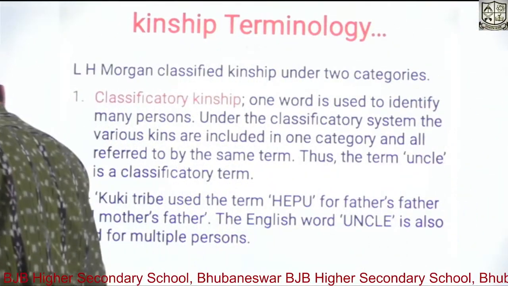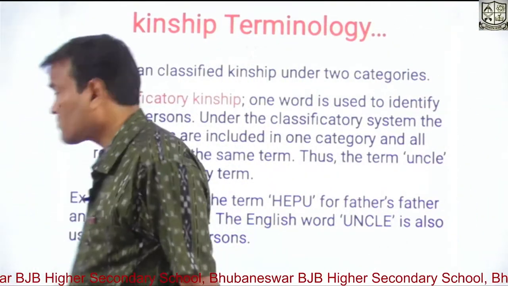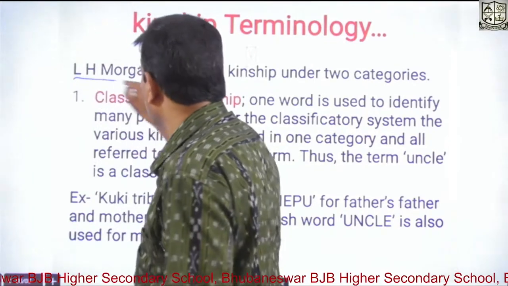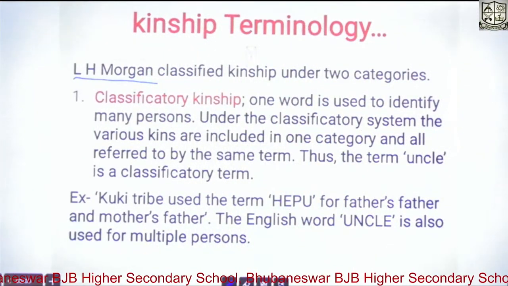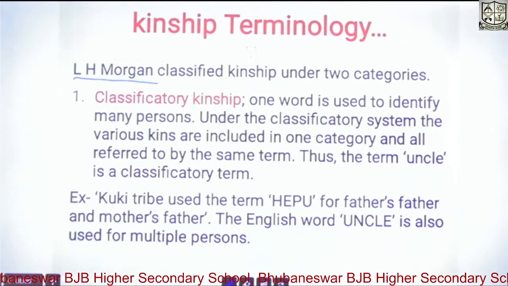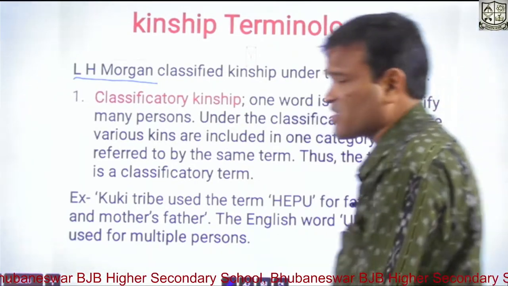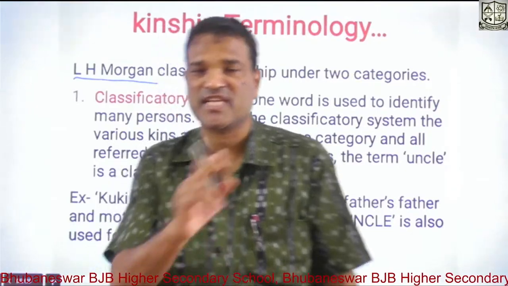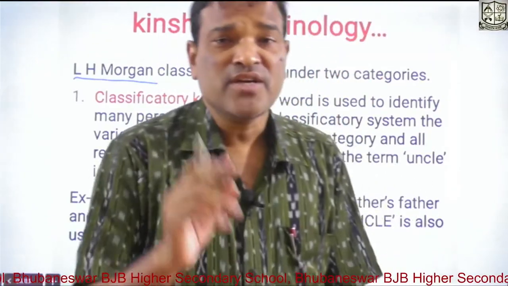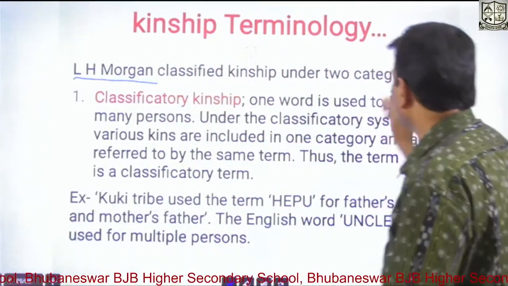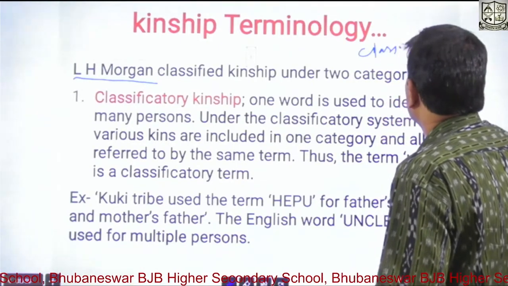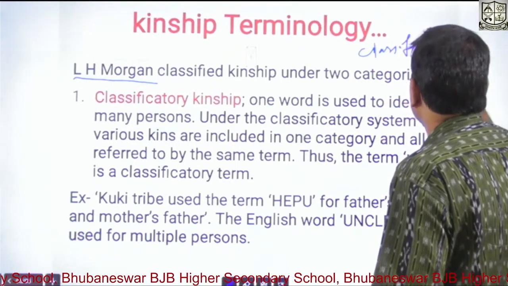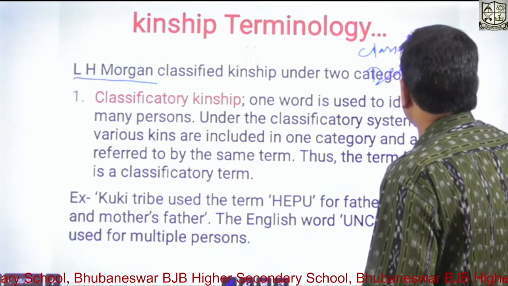Louis Henry Morgan, L.H. Morgan, classified the kinship terminology under two categories. One is the classificatory kinship and another is the descriptive kinship. One is classificatory and another is the descriptive. So, what is classificatory?